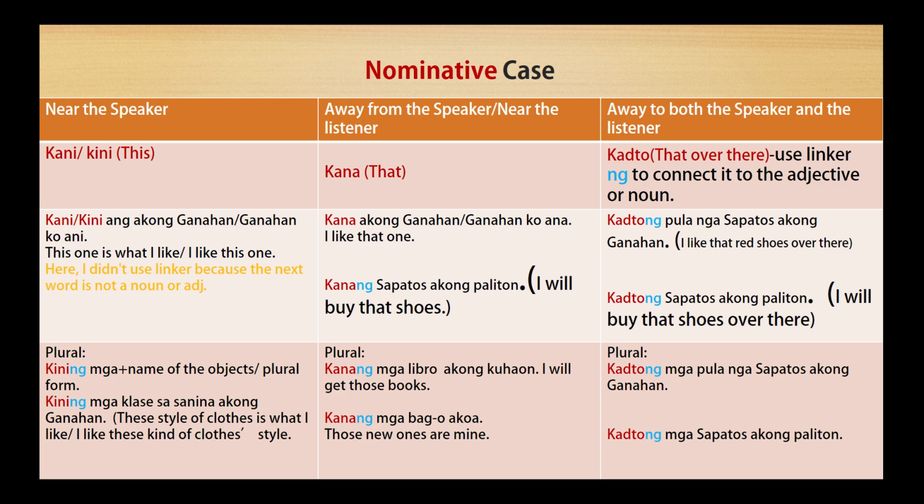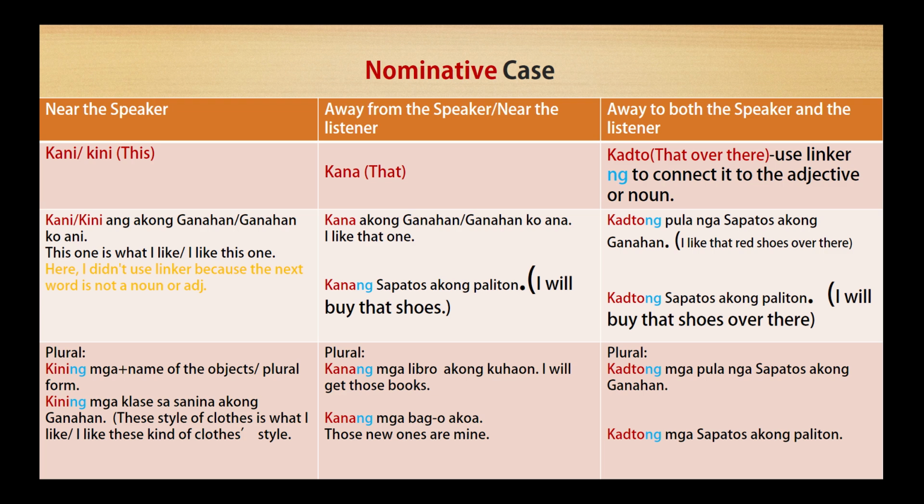Right? So kining mga sanina. So we have the object. That is why I use ing, the linker ing. Okay, kining mga sapatos ganahan ako. So I like this, I like these shoes.